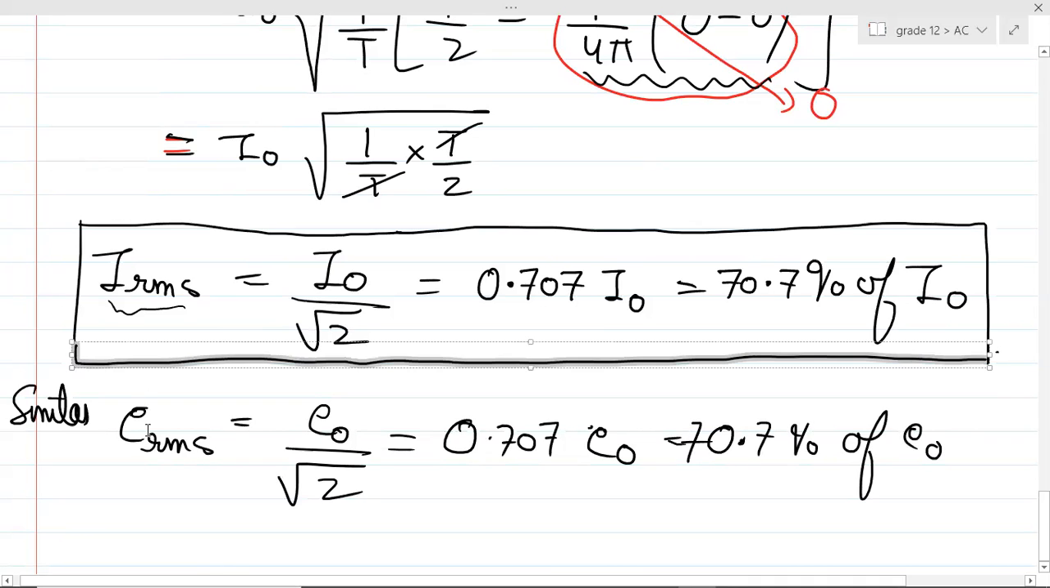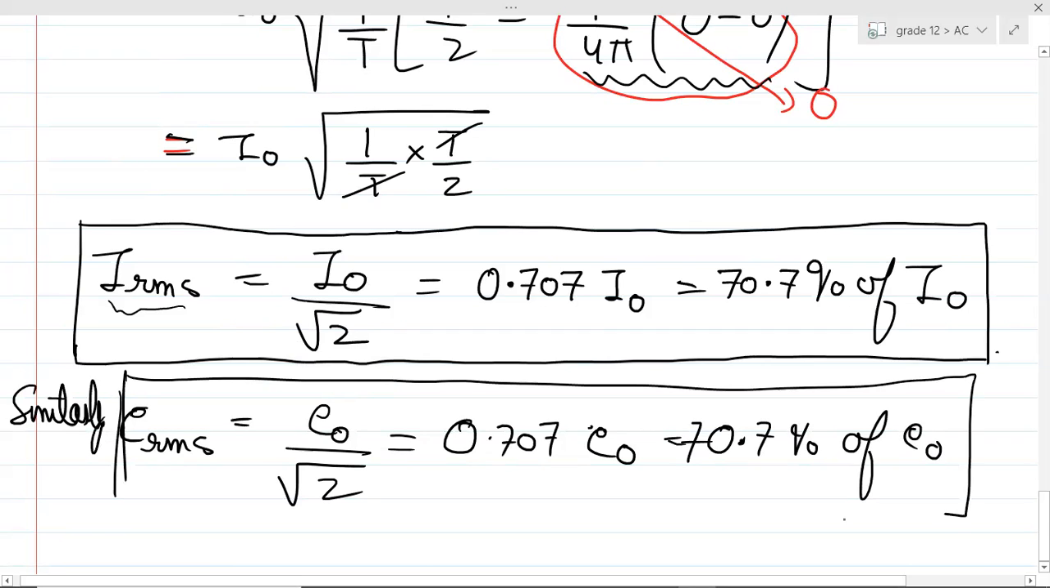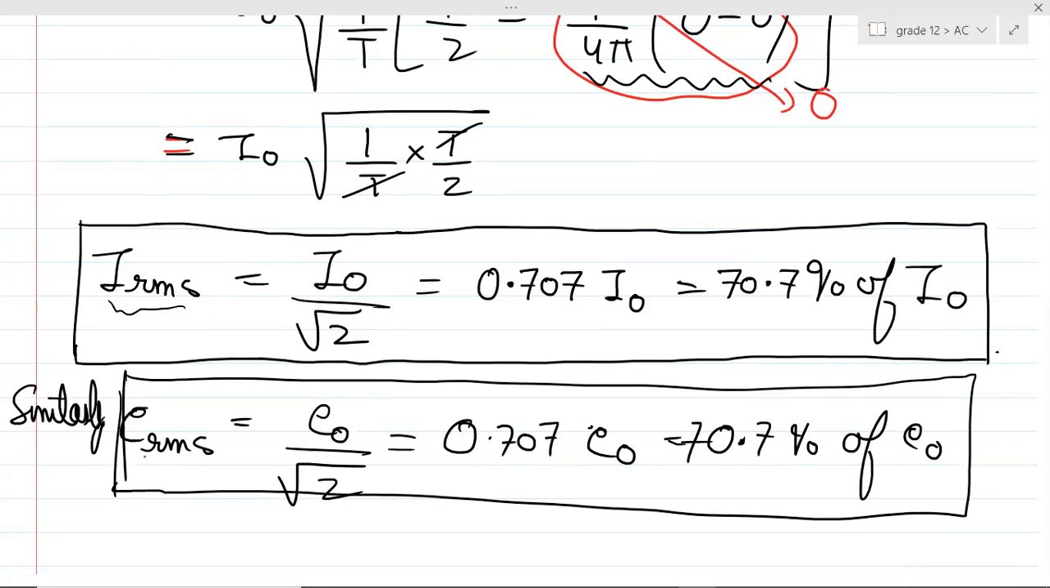So this is your RMS value, and this is all about your RMS value.